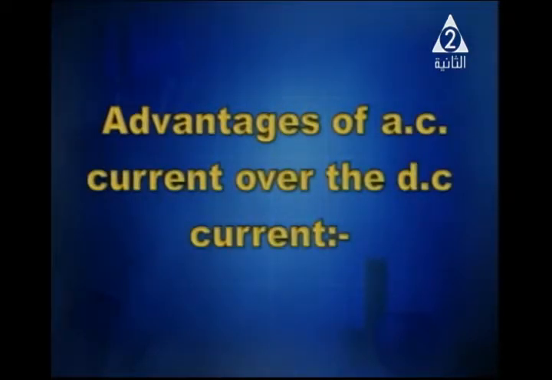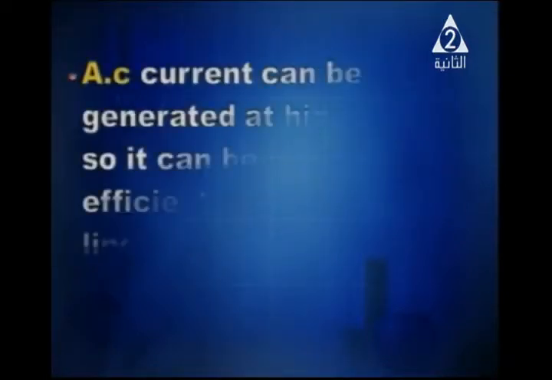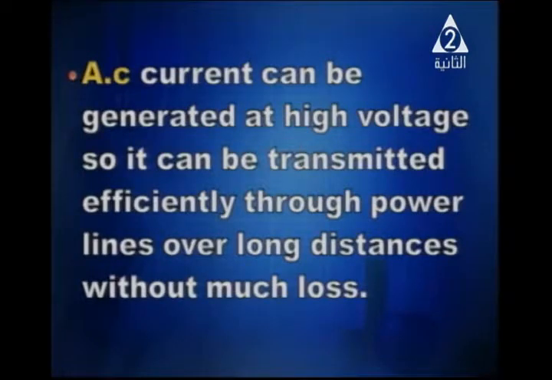And now we'll talk about the advantages of the AC current over the DC current. First of all, AC current can be generated at high voltage, so it can be transmitted efficiently through power lines over long distances without much loss. So I'm going to say it again. Alternating current can be generated at high voltage.